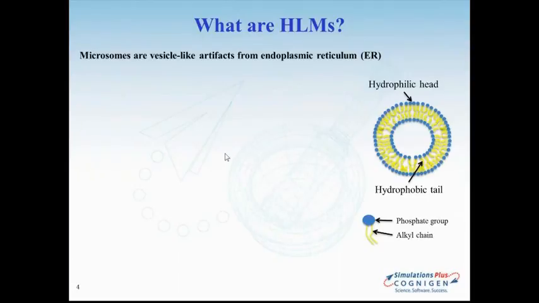So what are HLMs? So these are microsomes. Microsomes are vesicle-like artifacts from endoplasmic reticulum. So they're spherical shaped particles. Typically, there's a lipid bilayer on the outside. There's going to be a hydrophilic head, and then on the interior, this is a hydrophobic tail, and they form this bilayer. Typically, there's a phosphate group that's a charged head group, positively charged head group, and then an alkyl chain.